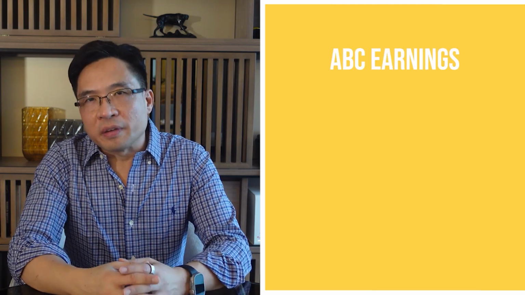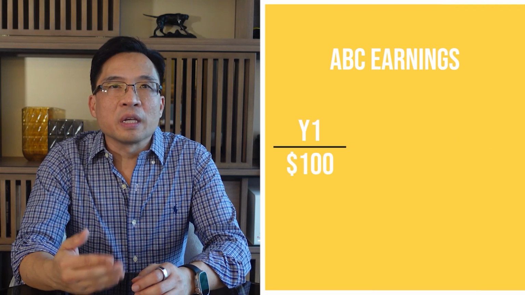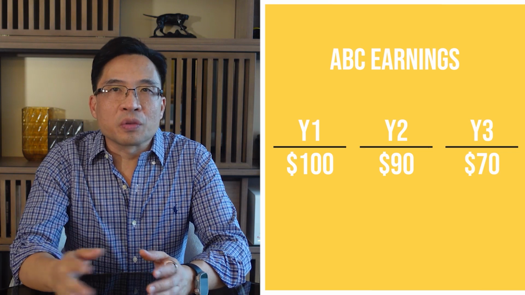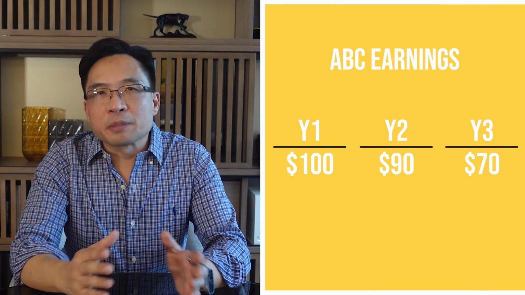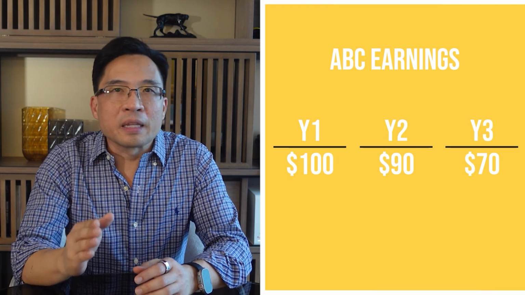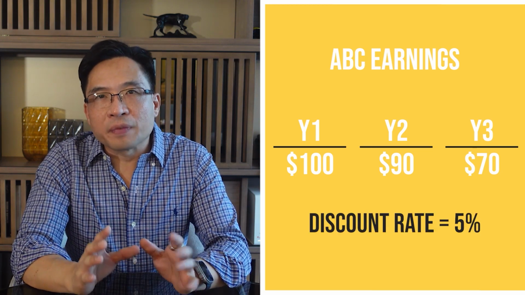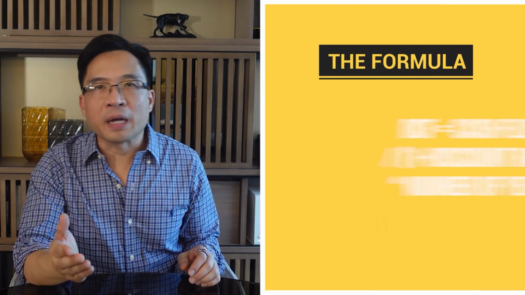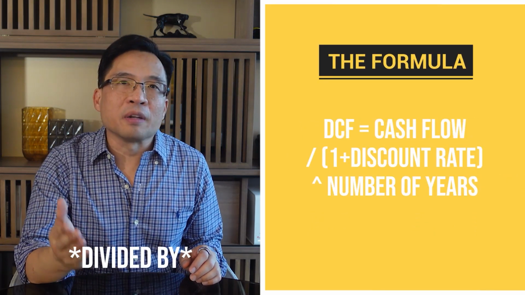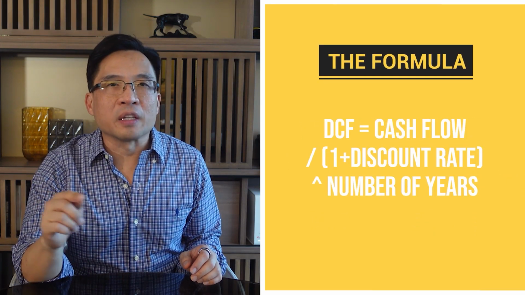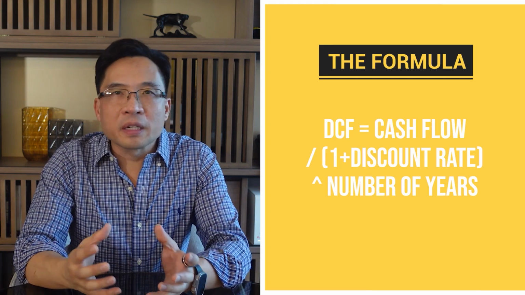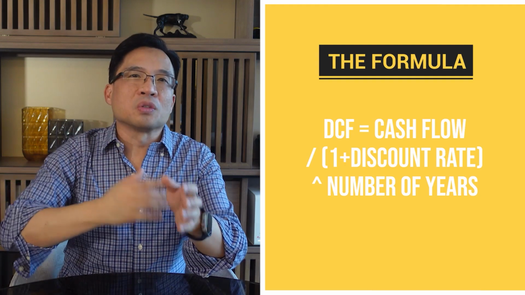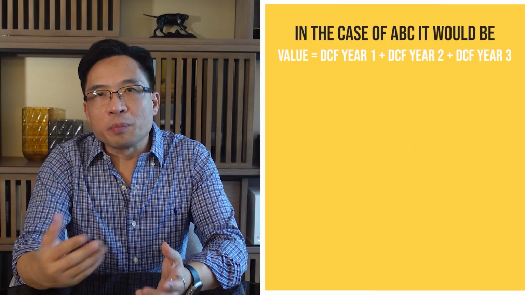Consider company ABC, which is expected to generate $100 in cash next year, $90 the year after, and $70 in year 3. To make the example simple, let's say it expects to close operations for good at the end of year 3. If our discount rate is 5%, what is the stream of cash worth today? The formula is value is equal to the cash flow discounted by 1 plus the discount rate elevated to the number of years. So basically, you're discounting the cash flow received in year 1, year 2, and year 3 back to today. In the case of ABC, it would be as follows.